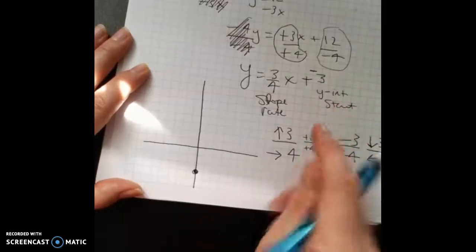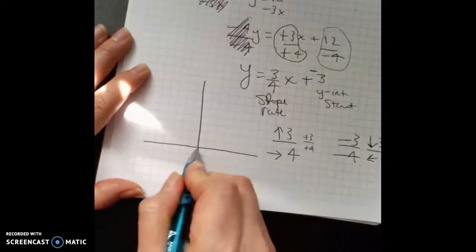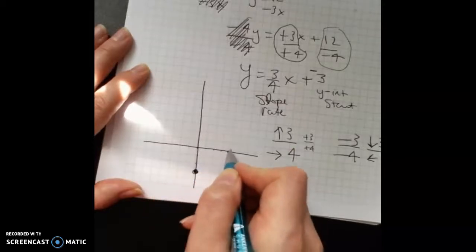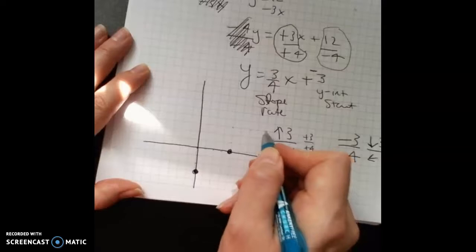So let's just look at that. Now, this is your starting amount. So I'm going to rise 3, 1, 2, 3, and run 4, 1, 2, 3, 4, and put a dot. Rise 3, 1, 2, 3, run 4, 1, 2, 3, 4.